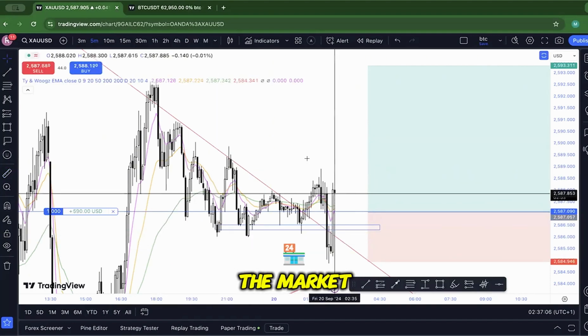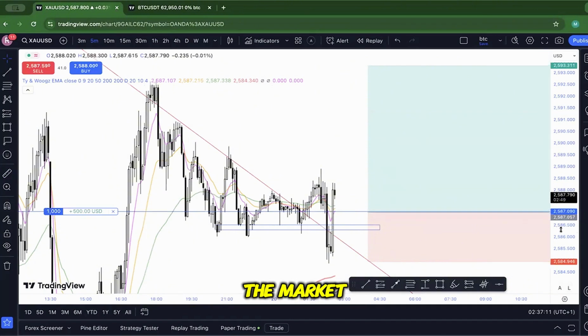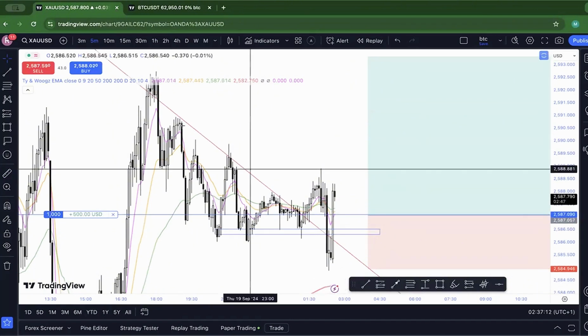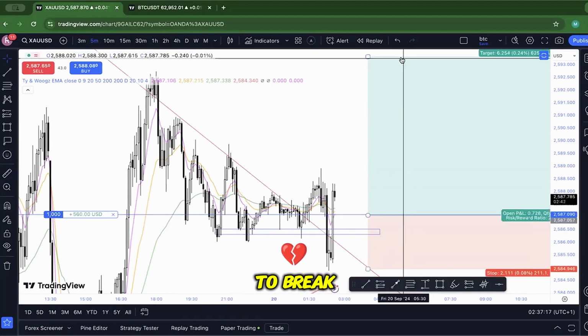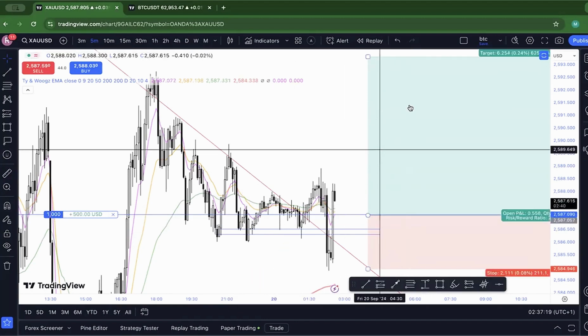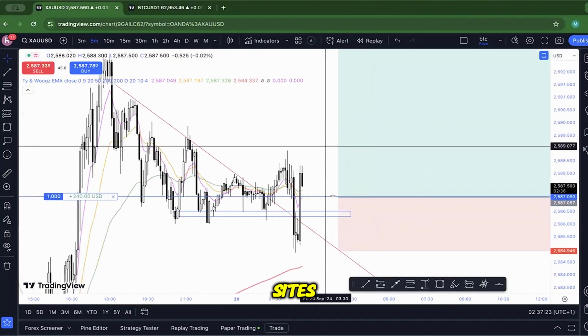So now this is where the market transitions into a trading range. So we went from a trend. Once you understand the market goes into cycles, it goes from a trend to trading range to breakout, to trend, trading range, breakout. And those are the market cycles.